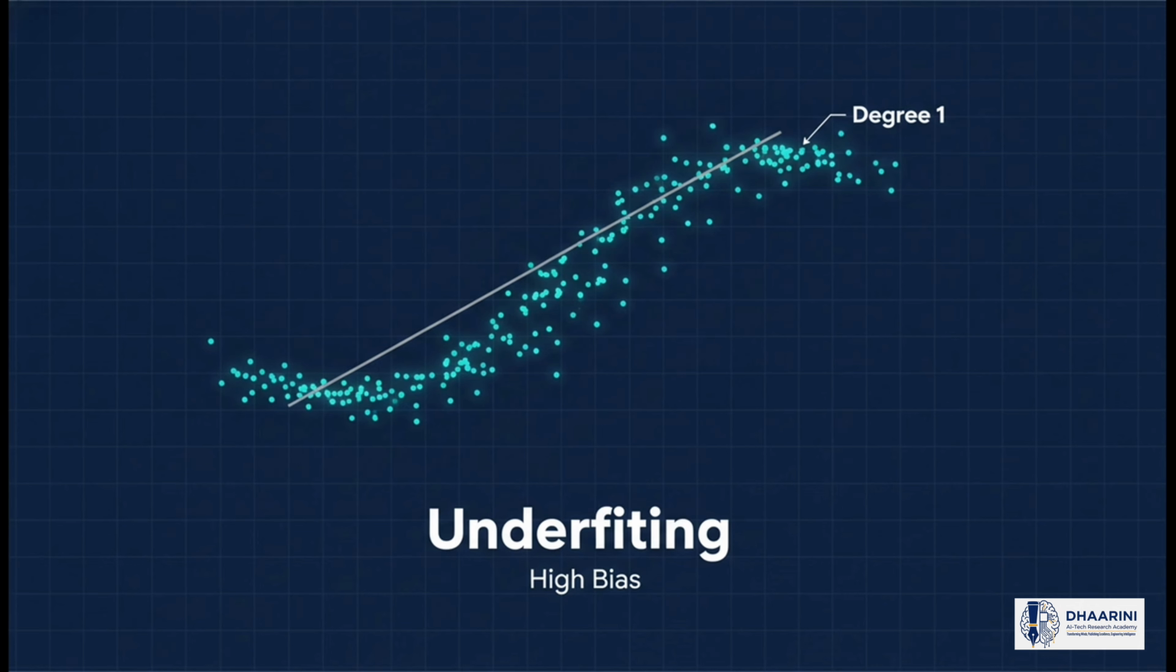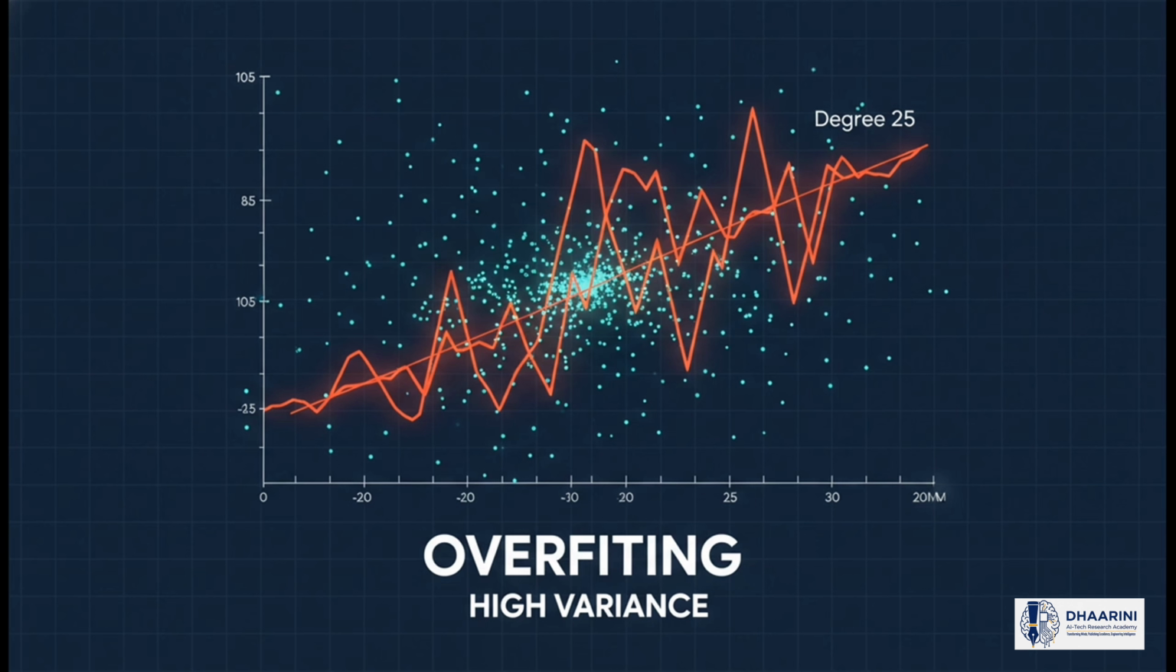It's too simple, it underfits, and it has what we call high bias because it completely misses the real pattern. Then you have the other extreme. What if we crank the degree way up to something crazy like 25? Now the model is too flexible. It starts wiggling all over the place, trying desperately to hit every single data point perfectly, even the random noise.